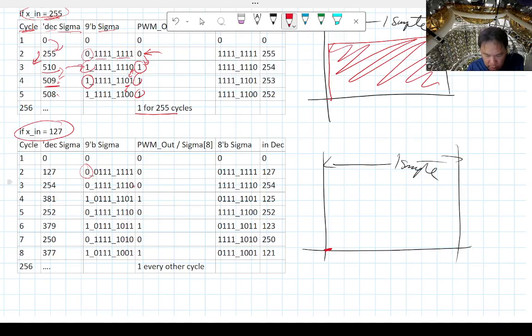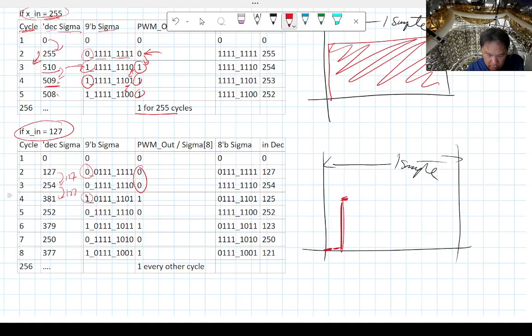And then the second time, you add another 127 to it. 127 plus 127 is 254. You are still below 256, therefore the pulse width modulation here stays low. But then the next time you add 127 to it, it pushes you over the 255 number. Now the pulse width modulation goes high, for one cycle.